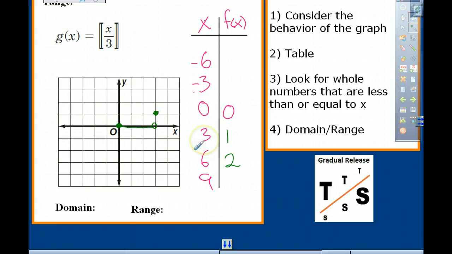Okay, the next one is 3. That's where it jumps up. So see how this takes up 3 squares? We're counting by 3's now, as opposed to just 1, 1, 1. Then it jumps up, and then once again at 6, that's when it jumps up again. 6, it jumps up to 2. That's when it jumps up to 3. Kind of go off the graph here.